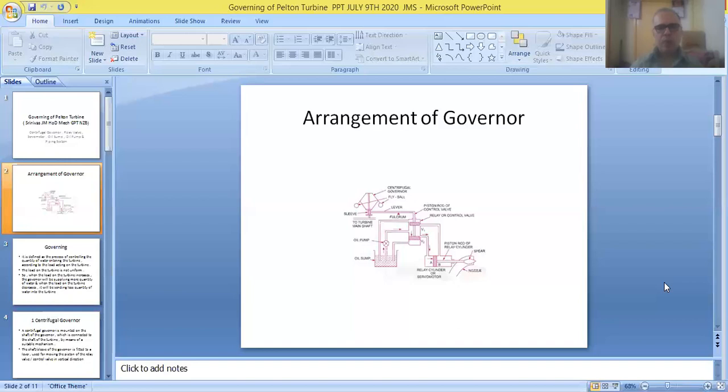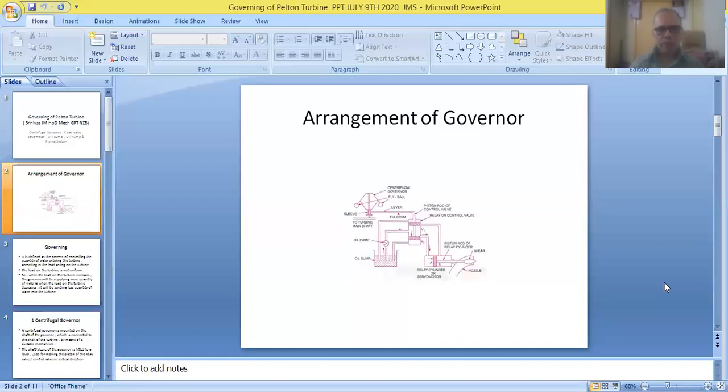That means as a whole, it is controlling the action of the servomotor or the piston of the servomotor. So it is called a control valve. It is supplying high pressure oil into the servomotor. Therefore, it can also be called a relay valve.